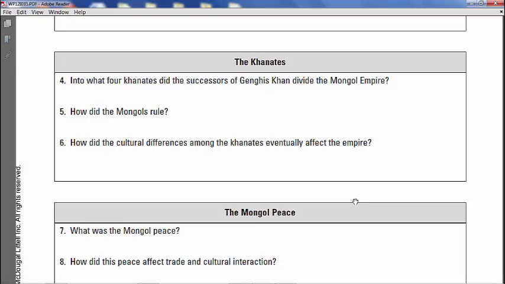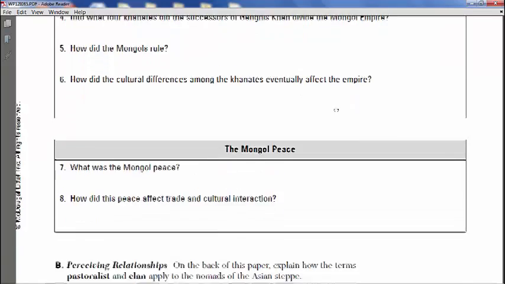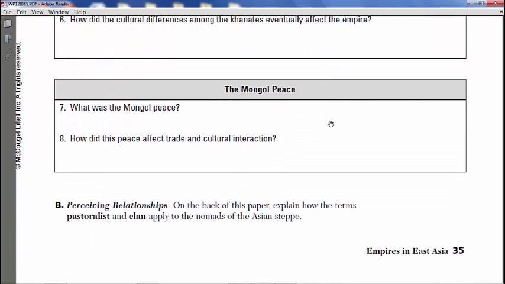Number 6, how did the cultural differences among the Khanates eventually affect the empire? Basically, all the different cultures helped to split up the empire. There was just not enough continuity. Number 7, what was Mongol peace? It was about the mid-1200s to the mid-1300s. The Mongols established stability and law throughout much of Eurasia.